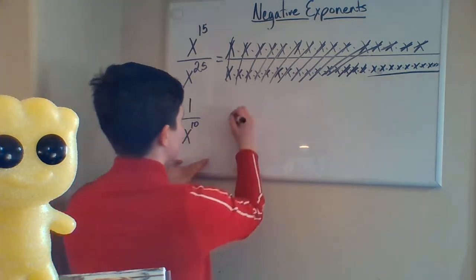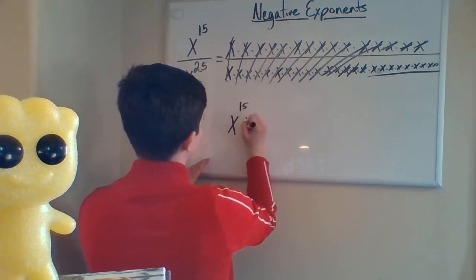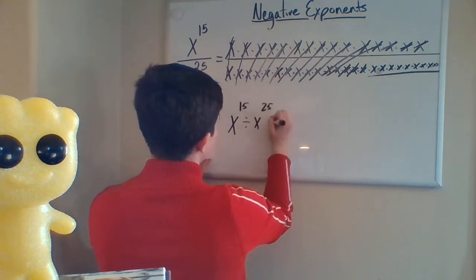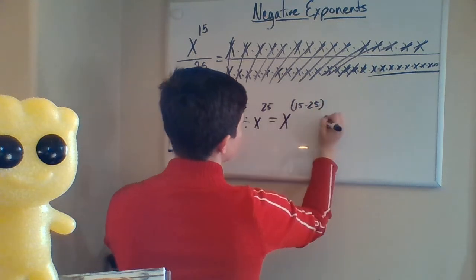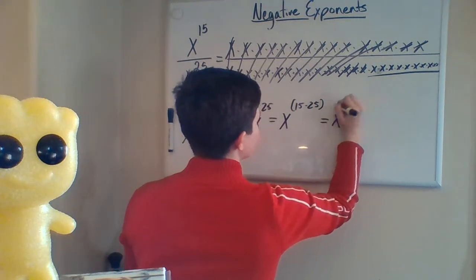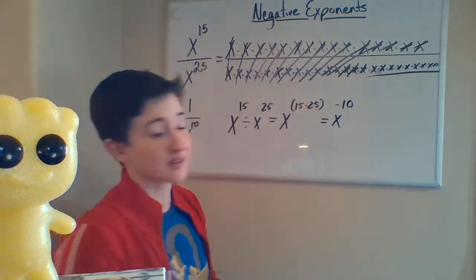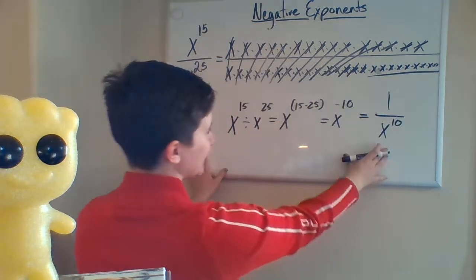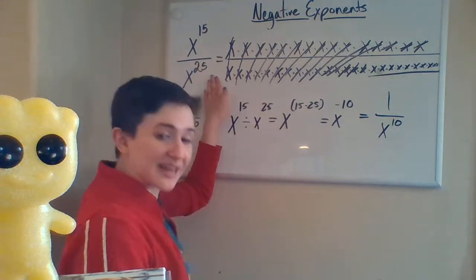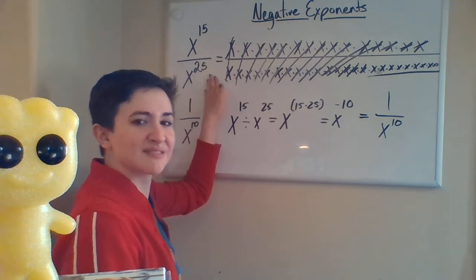I could have just said x to the 15th divided by x to the 25th really just equals x to the 15 minus 25, which equals x to the negative 10th. And then I flip it. Both equal the exact same thing, but that is a pain to do. Don't do it, please.